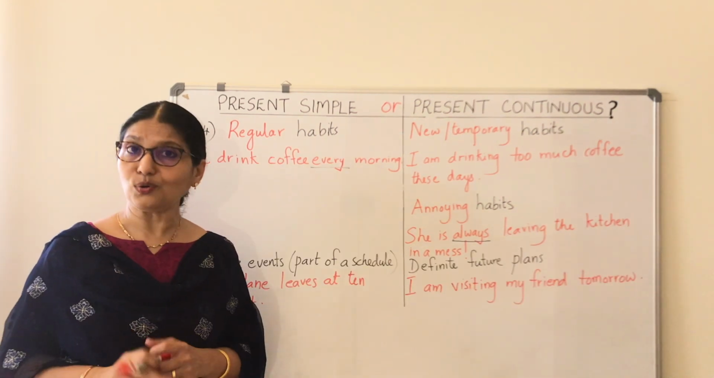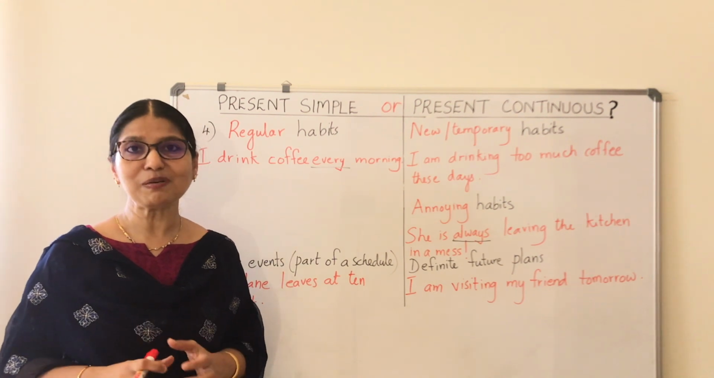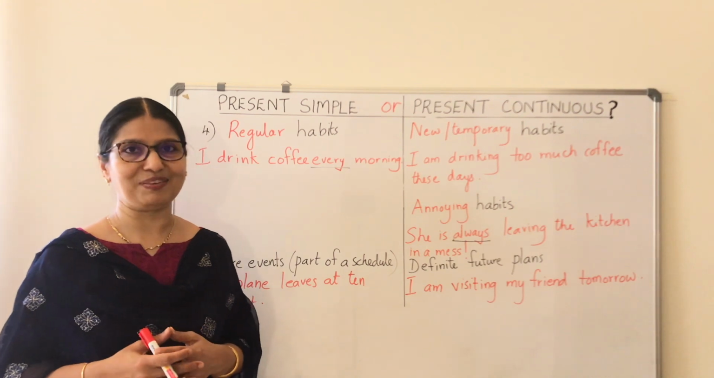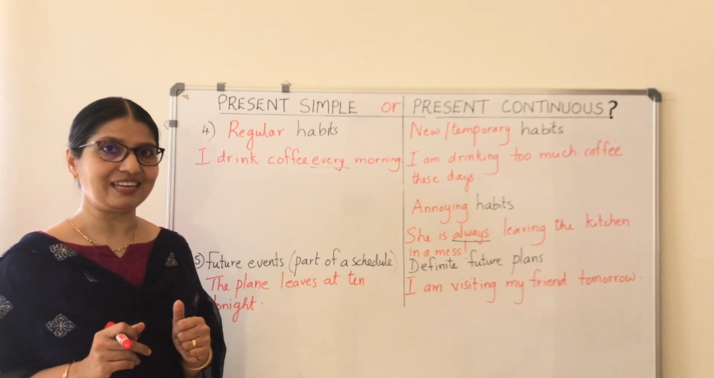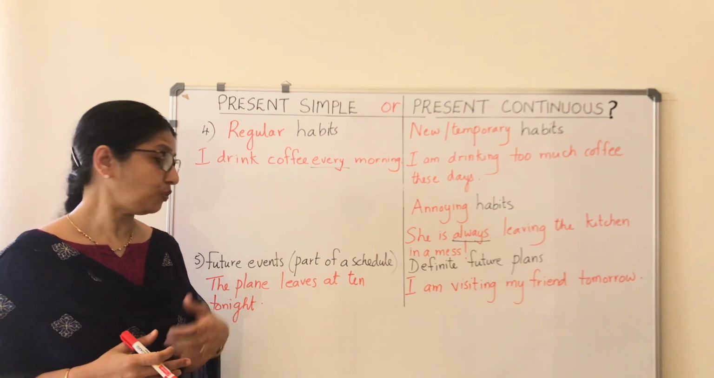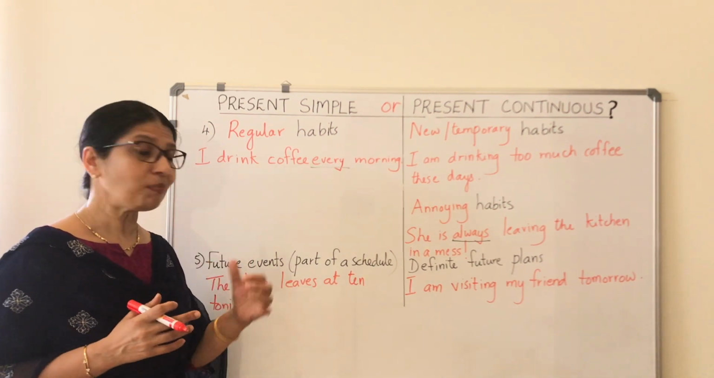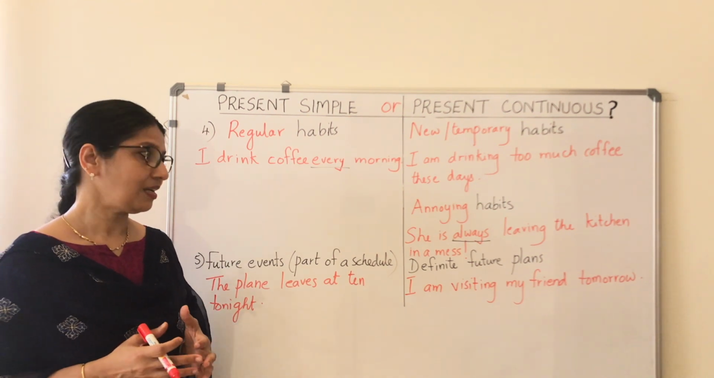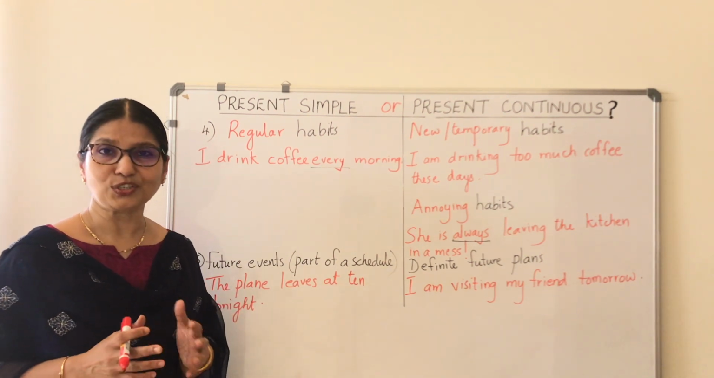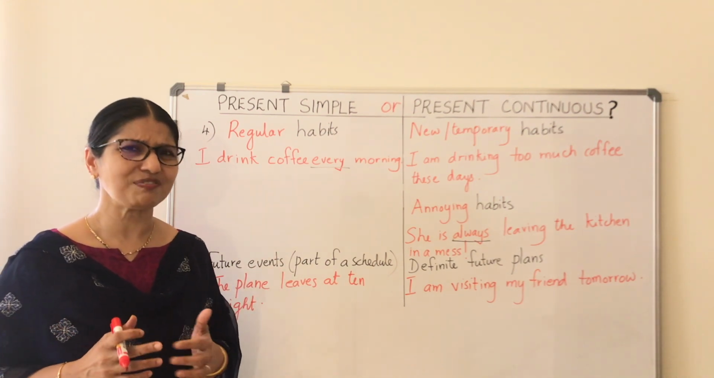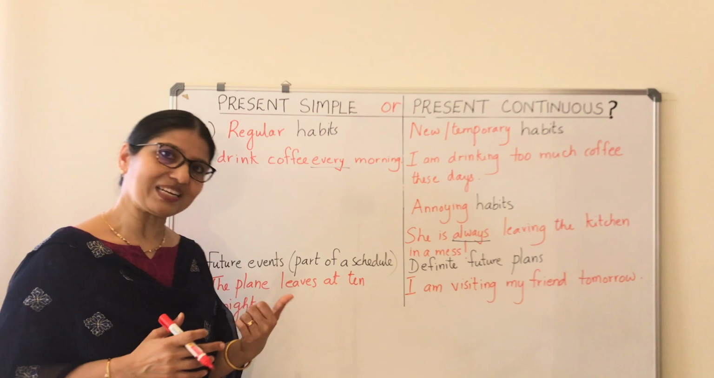And don't forget how we used the simple present and present continuous tenses to talk about future events. But there's a difference again. The present simple tense is used to refer to future events which form a part of a schedule or a timetable. Whereas present continuous tense is used to talk about definite future plans. So what is the difference between these two? Let's look at this example.